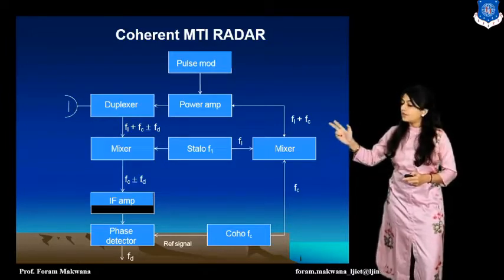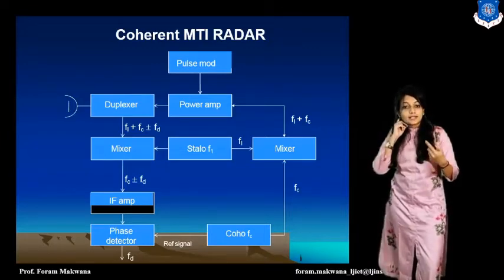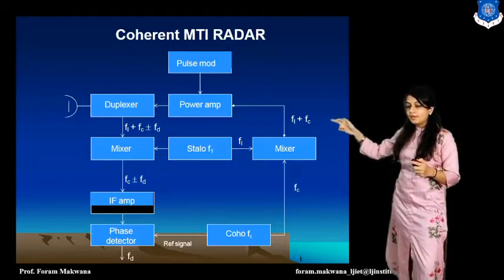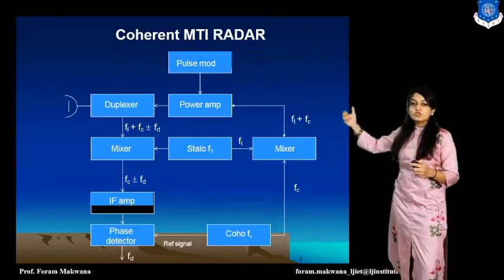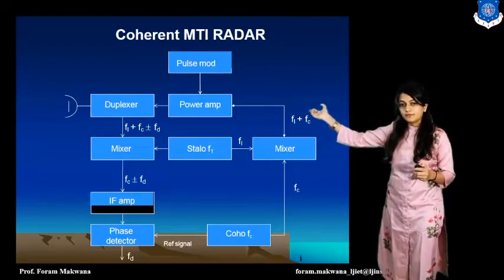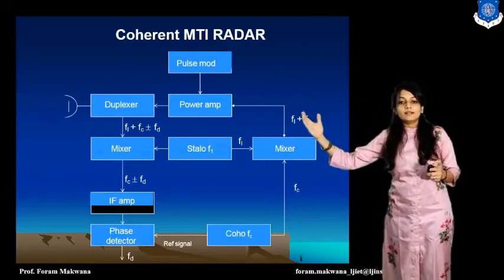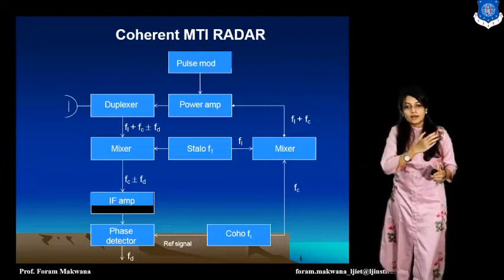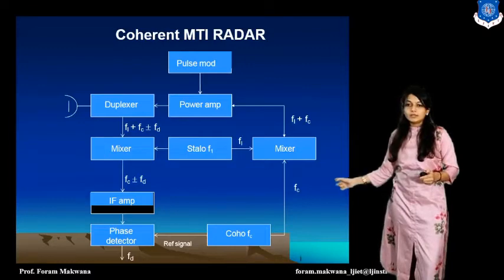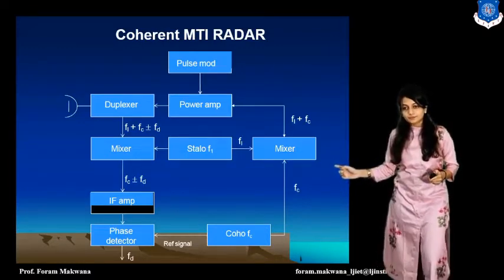After we are adding, the output is equal to F1 plus FC, and that signal is going to be amplified by the power amplifier, right? And that signal is going to be transmitted with the help of the transmitting antenna, right? As the signal is reflected back to the radar from the target, it is going to be received at the receiving antenna, right?